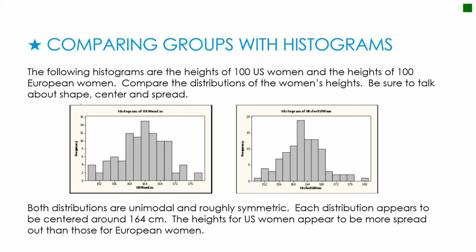Each distribution appears to be centered around 164, so now we're looking at the center. I would say this one, the center, looks to be about right here, which is 164, or somewhere between maybe 162 and 164. Here I might say the center is 164. I would talk a little bit about the variation, because the US heights appear to be more spread out than the European women, and by that I mean I've got some higher bars on each side here, whereas it seems to have a much more clear pattern dealing with European women.